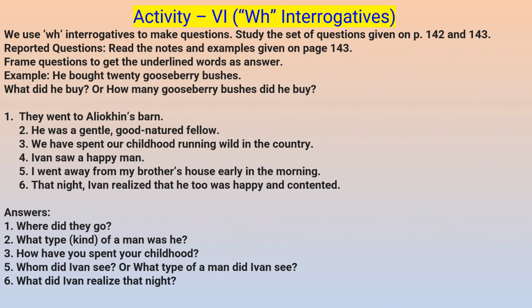Activity 6, the WH interrogatives. WH question sentences. We use WH interrogatives to make questions: what, when, where. These are WH questions. Study the set of questions given on pages 142 and 143. Reported questions: read the notes and examples given on page 143.